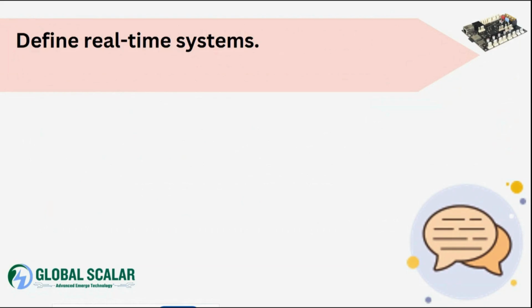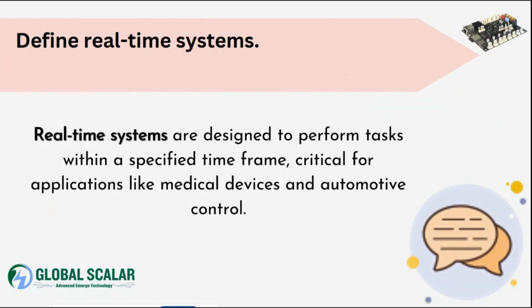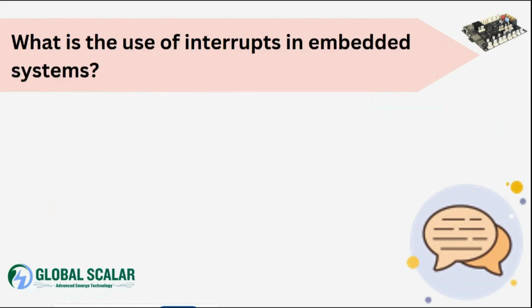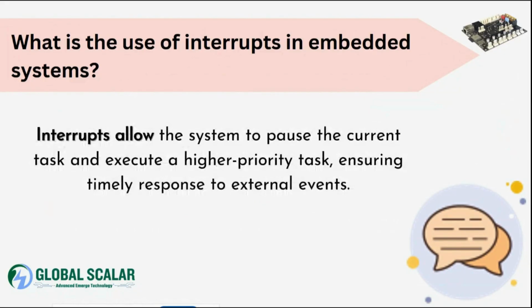And what is a real-time system? Can you define the real-time system? Real-time systems are designed to perform specific tasks within a specific time frame and are critical for applications like medical devices and automotive control systems. And what is the use of interrupts in an embedded system? Interrupts allow the system to pause the current task and execute the high priority task, ensuring timely response to external events.